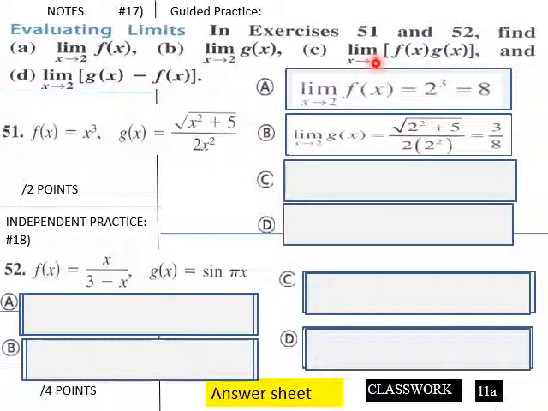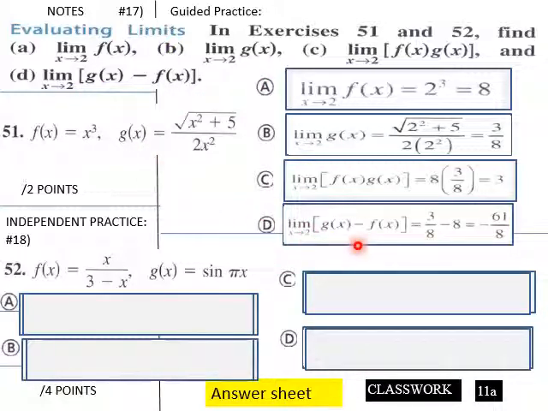And then for C, the limit as x approaches 2 for f of x times g of x would equal 8, because we've already done our f of x up here, times g of x, which would be this. 8 times 3/8 would equal 3. And then D here will be g of x minus f of x. So g of x minus f of x would be 3/8 minus 8, which would be the negative of 61 over 8. And students, do the same thing down here for yours, independent practice down here.